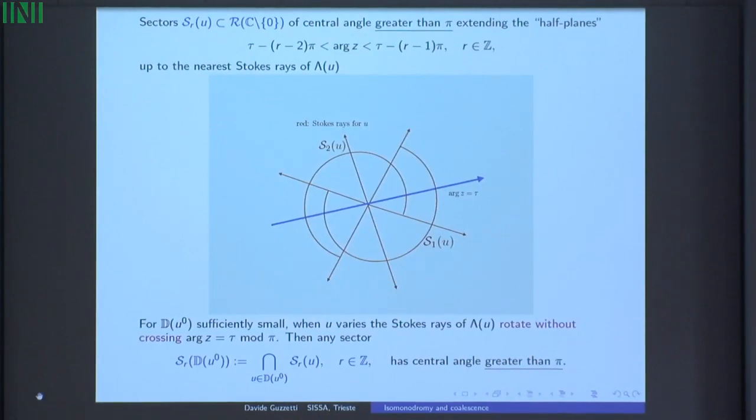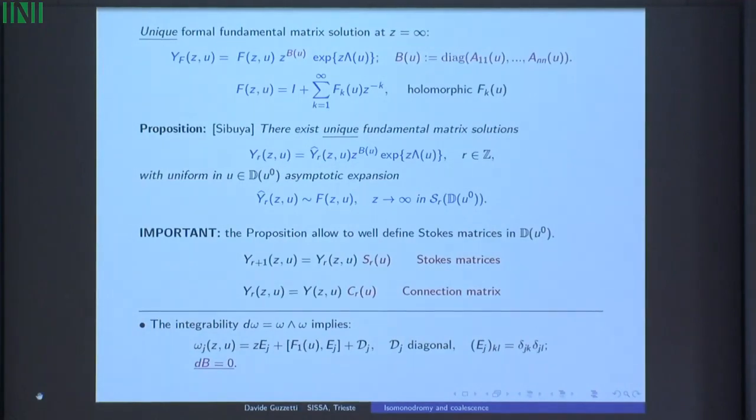And since there is no coalescence in our polydisk, when u varies, rays move, but they never cross the blue line. So if we take the intersection, when u varies in the polydisk, of a sector S_R(u), you get a sector which is smaller, of course, but the opening angle of this sector is still greater than pi, more than a half plane. This is very important because it allows us to define the Stokes phenomenon.